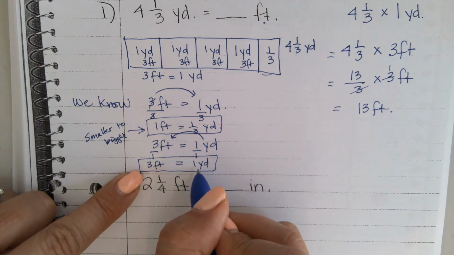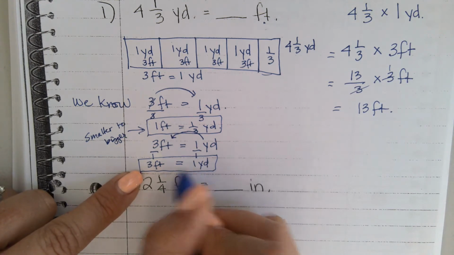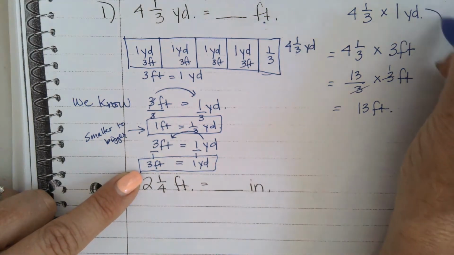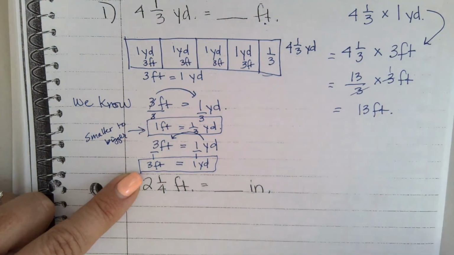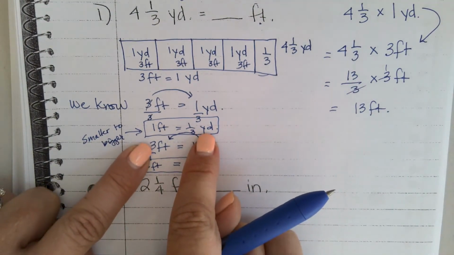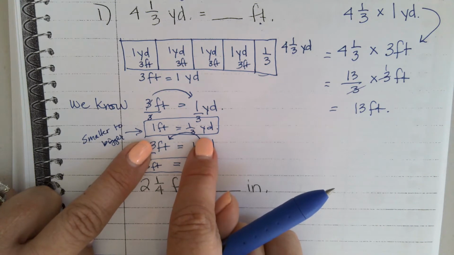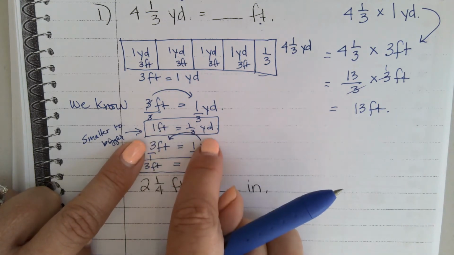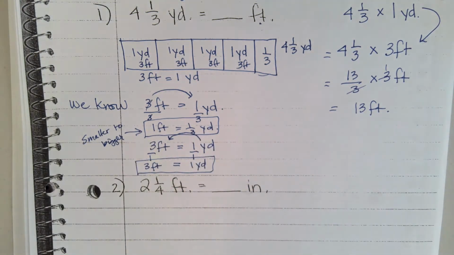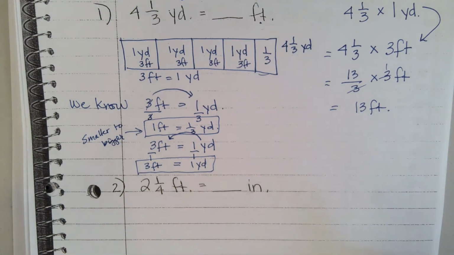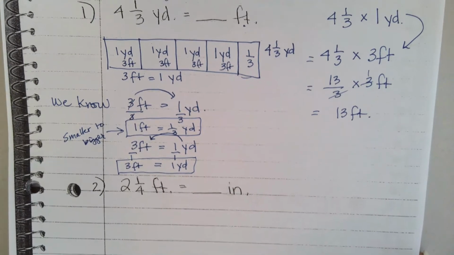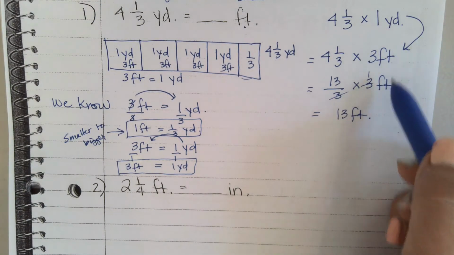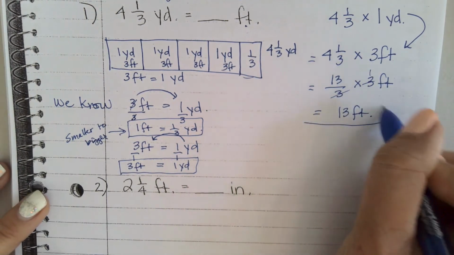All you have to do is take what you know. 1 yard is equal to 3 feet. You don't have to find the fraction of the smaller unit, or sorry, the fraction of the larger unit. Instead, you just use what you know. 1 yard is equal to 3 feet. So our answer is 13 feet.